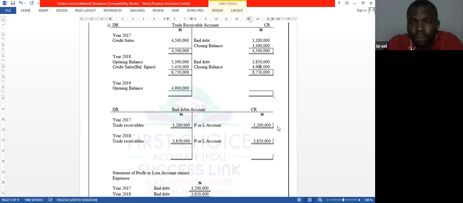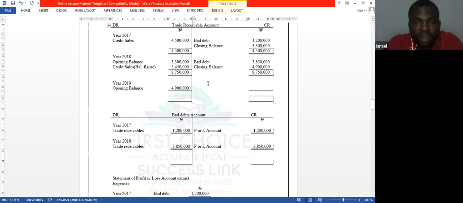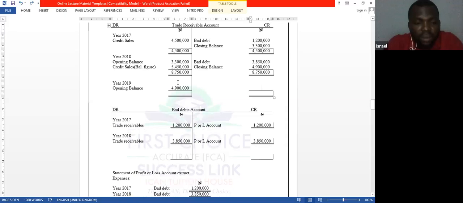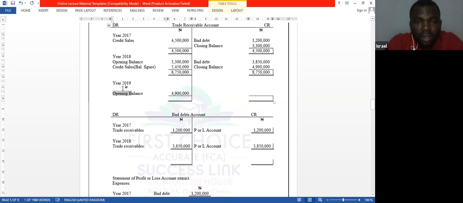Okay, so we need more rules here. Now let's back this up. So the figure is 4.9 million.